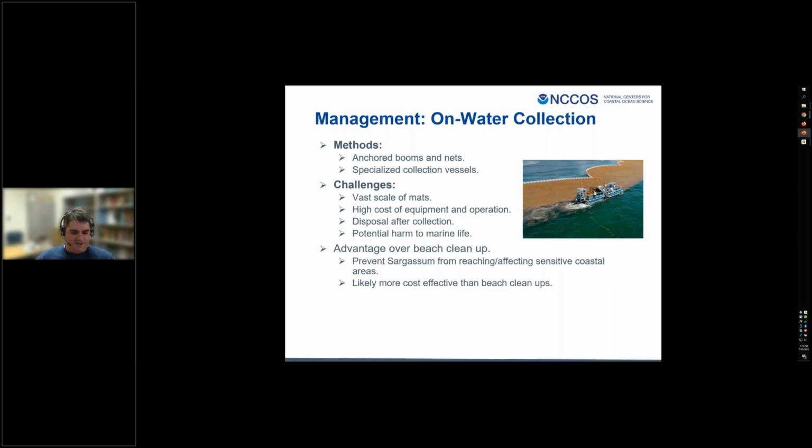First is the large scale of the mats. To effectively remove the sargasso, we need large vessels and equipment, which comes with a high price tag and operational costs. And if indeed we are able to spin up on-water collection operations, then we run into the problem of what to do with it. But the most important challenge is that any on-water collection will need to take into account the potential harm to the marine life that's associated with the sargasso.